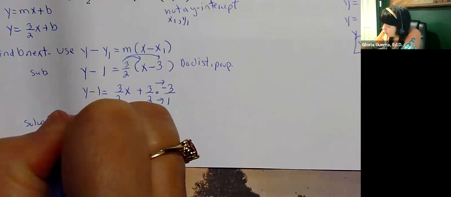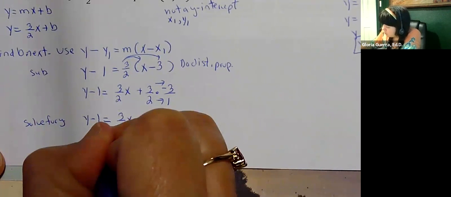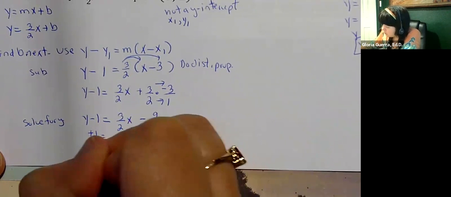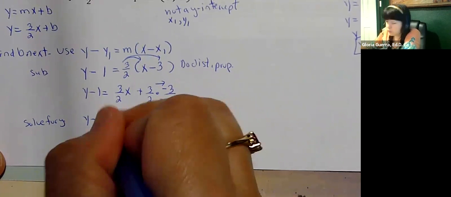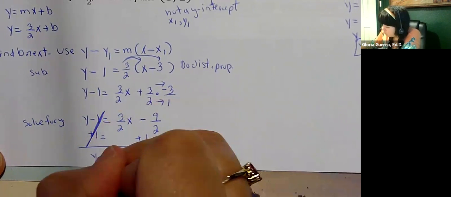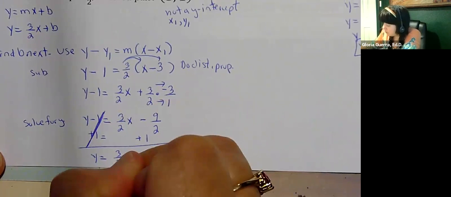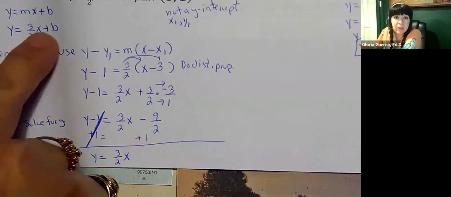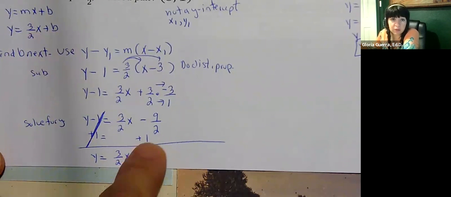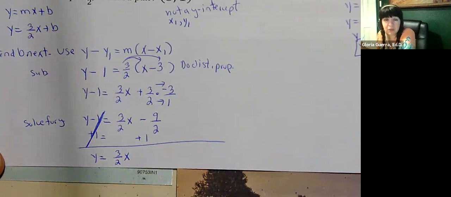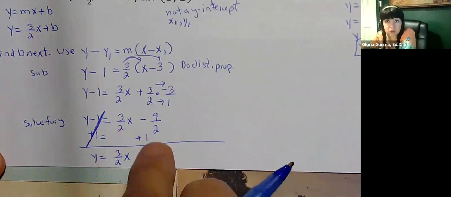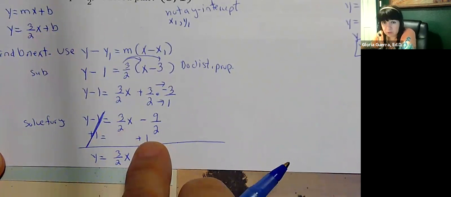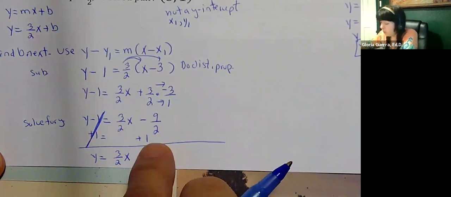So I'm going to add 1 to both sides, and then this falls out. So now I have y equals 3/2 x, which we knew already. We just didn't know what b is. And now when we calculate negative 9/2 plus 1, we will know what b is. We have to find a common denominator. And the thing is that this is just 1. And to find a common denominator between 2 and 1, it's going to be 2.